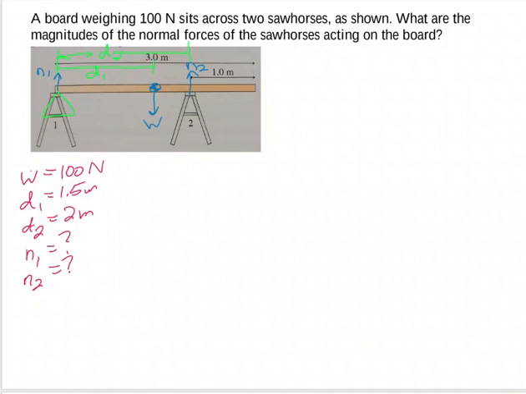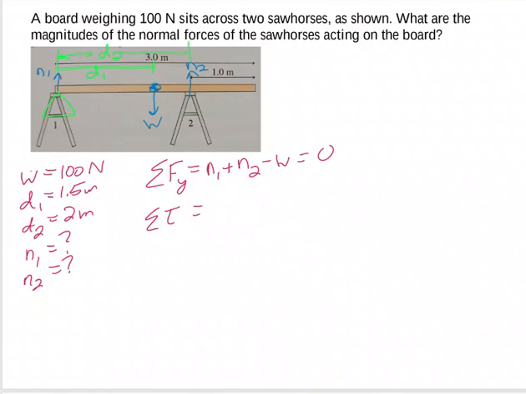Okay, now what? We can do the sum of the forces and the sum of the torques. For the sum of the forces, everything's in the y direction. So that's a positive N1, a positive N2, and a negative weight because it's going down, equals 0. And then we have the sum of the torques, and that's going to equal 0.